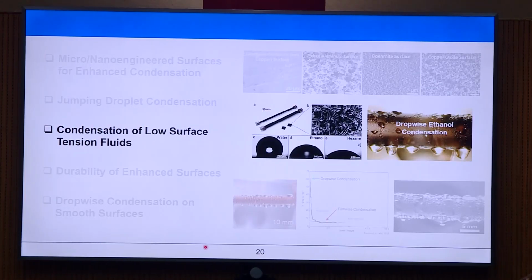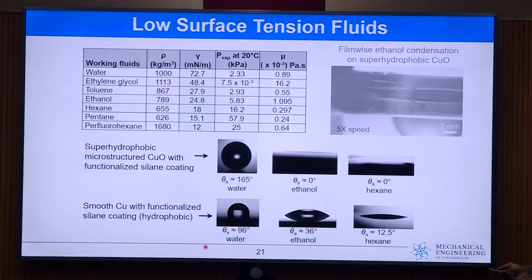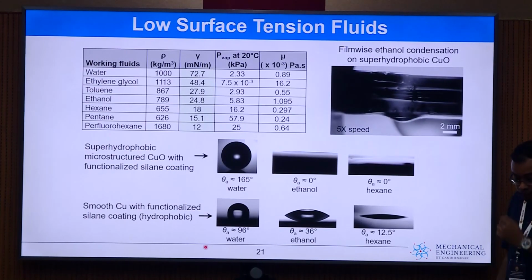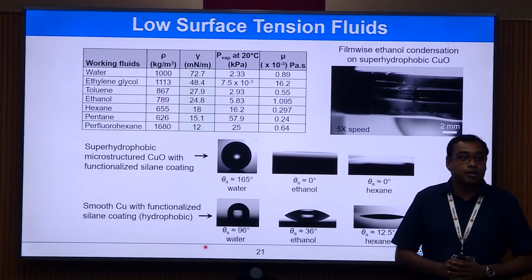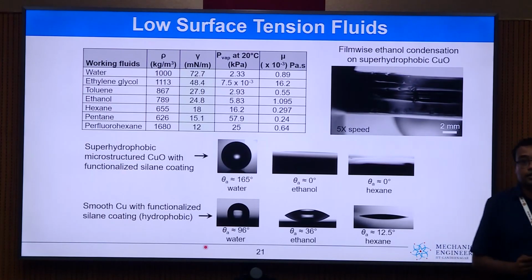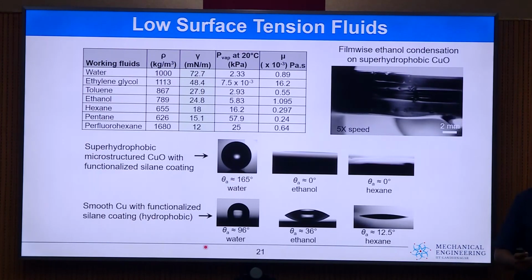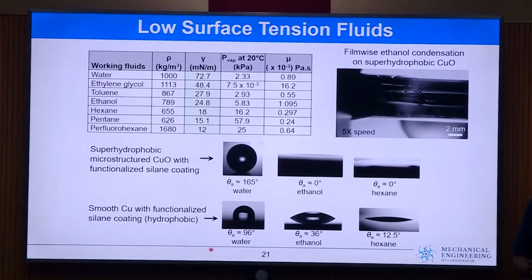Now, moving on to the condensation of low surface tension fluids. When we talk about a hydrophobic or superhydrophobic surface, we are talking about it being non-wettable with water. Relatively, it is easy to develop a superhydrophobic surface because water has a very high surface tension of 72 millinewtons per meter. Comparatively, if your surface is in the range of 19 or 20 millinewtons per meter, you would end up getting a superhydrophobic surface.